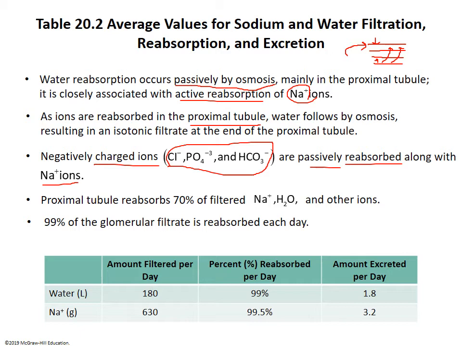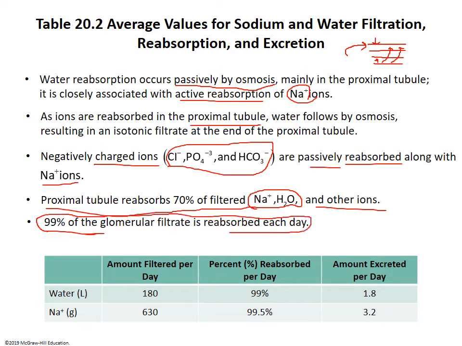But proximal convoluted tubule reabsorbs about 70% of all of the filtered sodium and water along with the other ions. And this is just a general statement. 99% of the filtrate is going to be reabsorbed each day. Most of the things that get filtered out in the glomerulus get reabsorbed. All right. So again, this kind of shows the different ones between water and sodium.